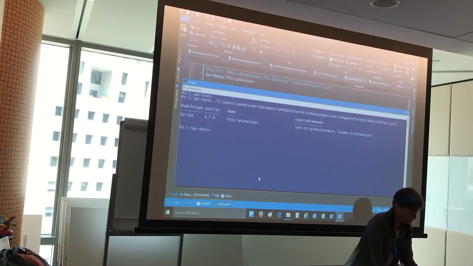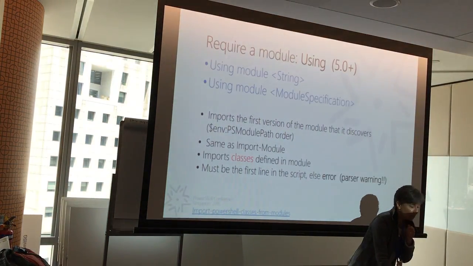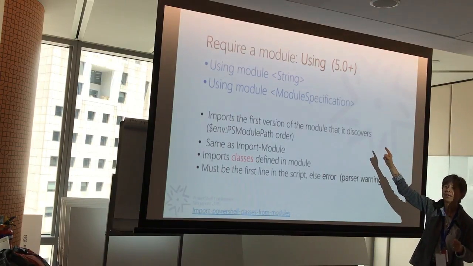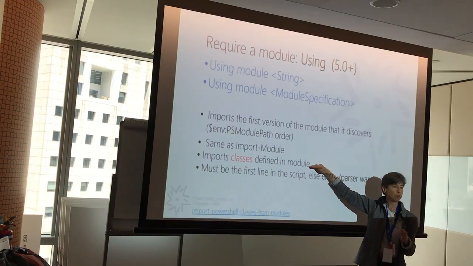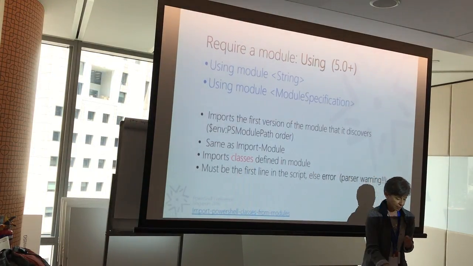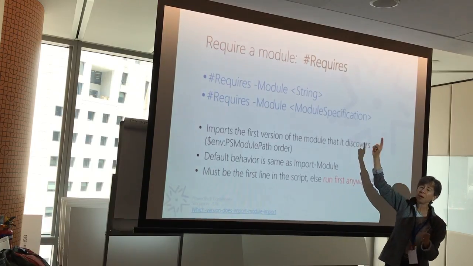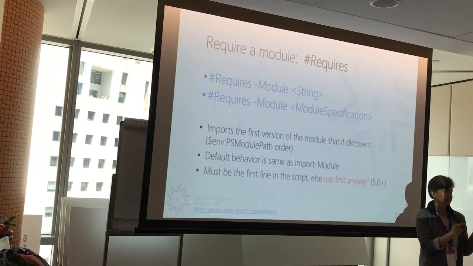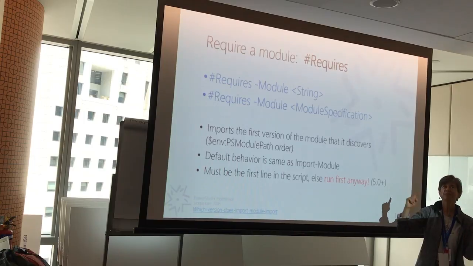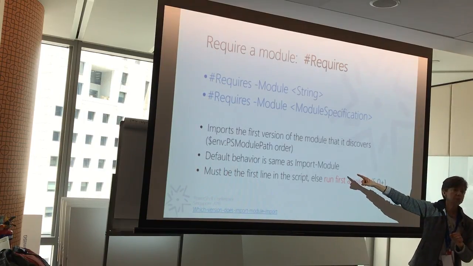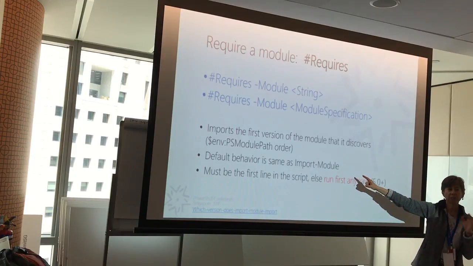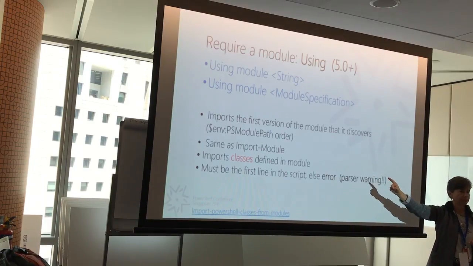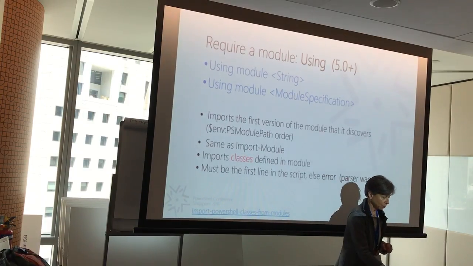So let's talk about that module specification object for a sec. I just wanted to point out that the new using statement in PowerShell 5 works exactly the same way, and the only thing that it does differently is that it imports the classes defined in a module. I want to mention that because if you do #requires, Import-Module, or module auto-loading, and you have classes defined in a module, not a script, it will not import or export those into the session. If you have classes, you must use the using statement. And there's a little blog post that I wrote about that.